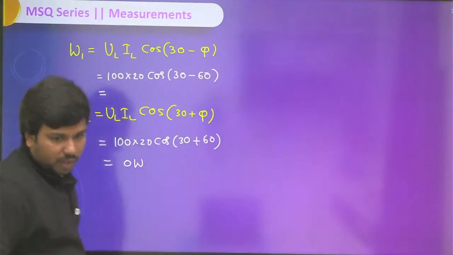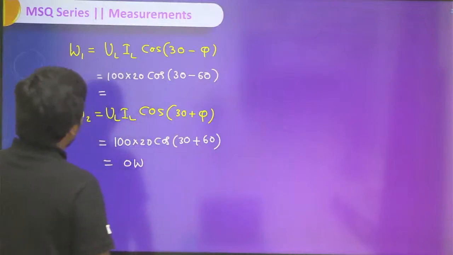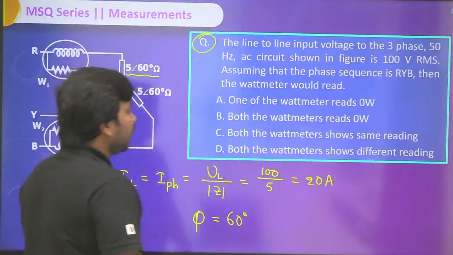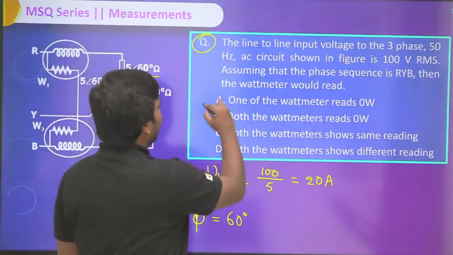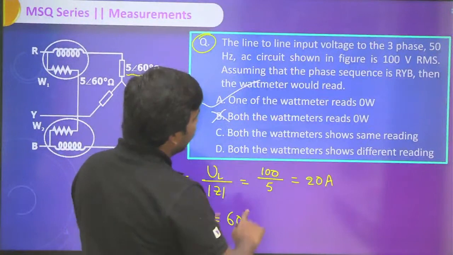W1 is how much? Any answer from any one of you, please mention in the comment section. I am waiting for your answer. So I think it is definitely a non-zero value. So one of the wattmeters reads 0 watt. Oh, perfectly alright. This is correct. Both the wattmeters read 0 watt? No. And both the wattmeters show the same reading? That is also no.